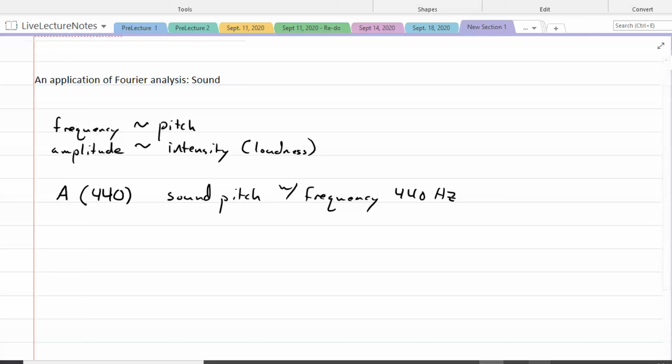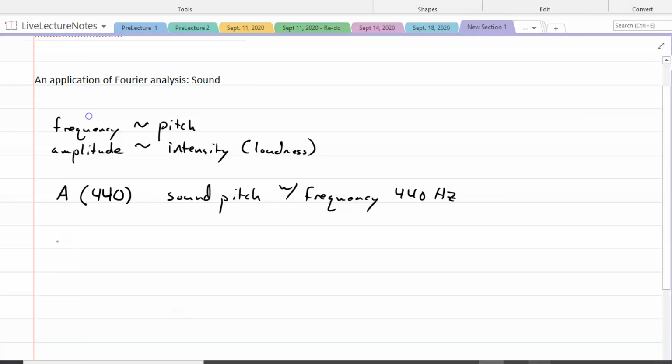And that is just a note that I'm picking arbitrarily, because that note is the one that they use to tune an orchestra. So at the beginning, if you see an orchestra concert, someone will play an A, and then everybody else will tune their instruments so that when they play an A, it's the same frequency as the instrument that first played, so that your orchestra is all in tune.